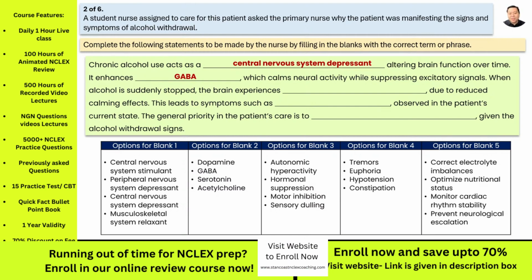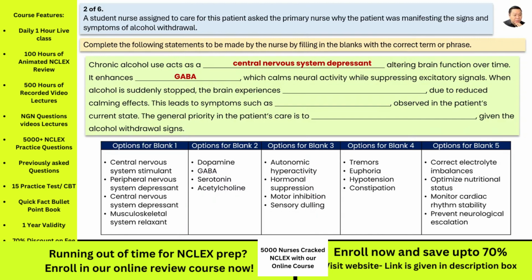What do you think about this one? Well, we know that alcohol does indirectly affect dopamine. It will create feelings of pleasure and reward, but it's not responsible for the calming effect that defines alcohol as a central nervous system depressant. Serotonin is also incorrect because this neurotransmitter regulates mood, appetite, and sleep, but its modulation is not what leads to sedation from alcohol. Acetylcholine is also incorrect. We know that this is important in muscle activation and memory, but this is not a major player in alcohol depressant effects.